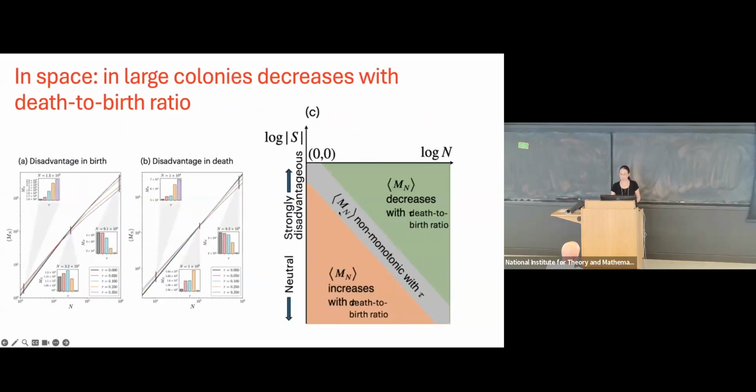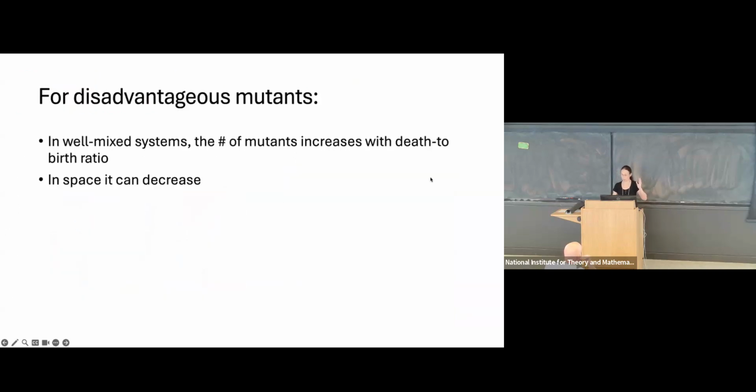This is a summary of what we see in the spatial system. There are different regimes. Here, we increase the colony size, and we increase disadvantage: neutral here, strongly disadvantageous here. The number of mutants can increase with death to birth ratio, decrease with death to birth ratio, or be non-monotonic. This here is where it decreases. This is the weird regime, and it corresponds to strong disadvantage and big population sizes.